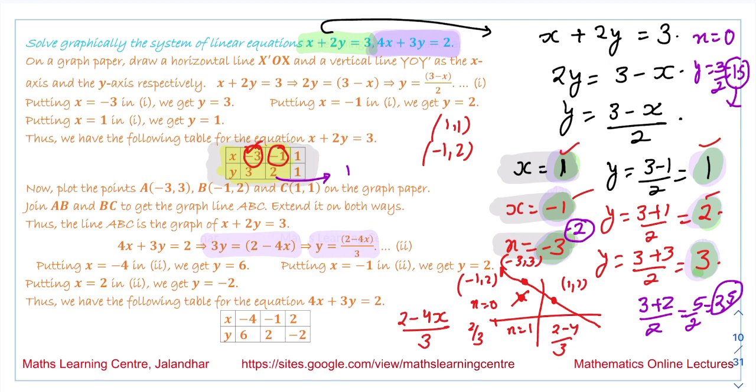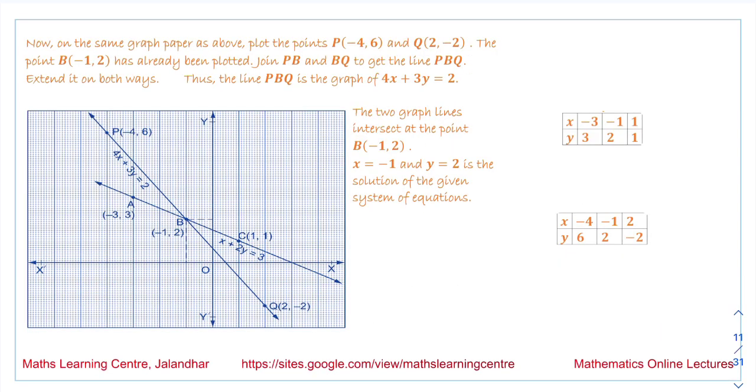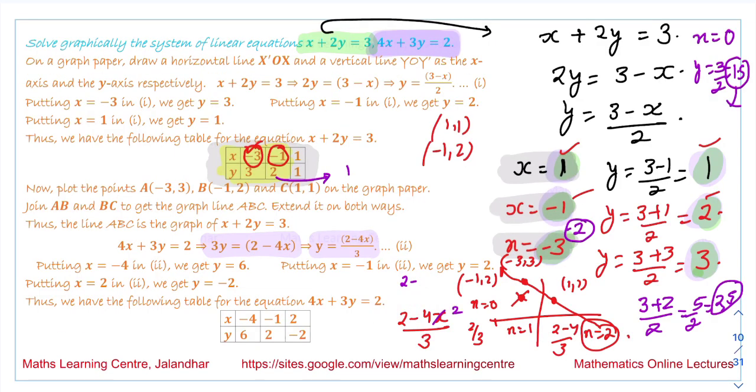If we substitute x is equal to 2, what I will get is 2 − 8/3. So the answer you will get is −2. So we are saying for x is equal to 2, the value we are getting here is −2.